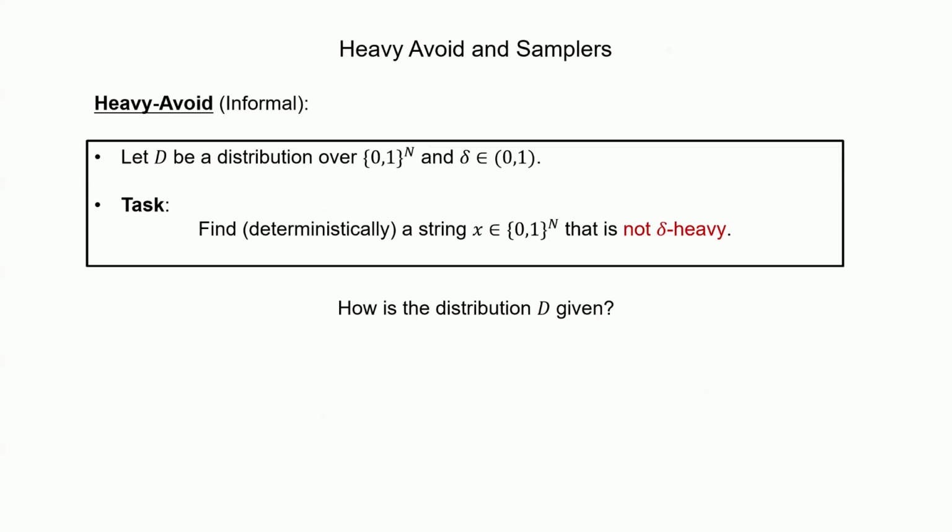Now let's return to the heavy avoid problem and see how it is related to the lower bound problems that we just described. Recall that in the heavy avoid problem, we are given a distribution D and a number delta, and we need to find a string that is not delta heavy. The first question that we need to address is how the distribution D is given. We will be given a circuit that samples the distribution D, or something called a sampler.